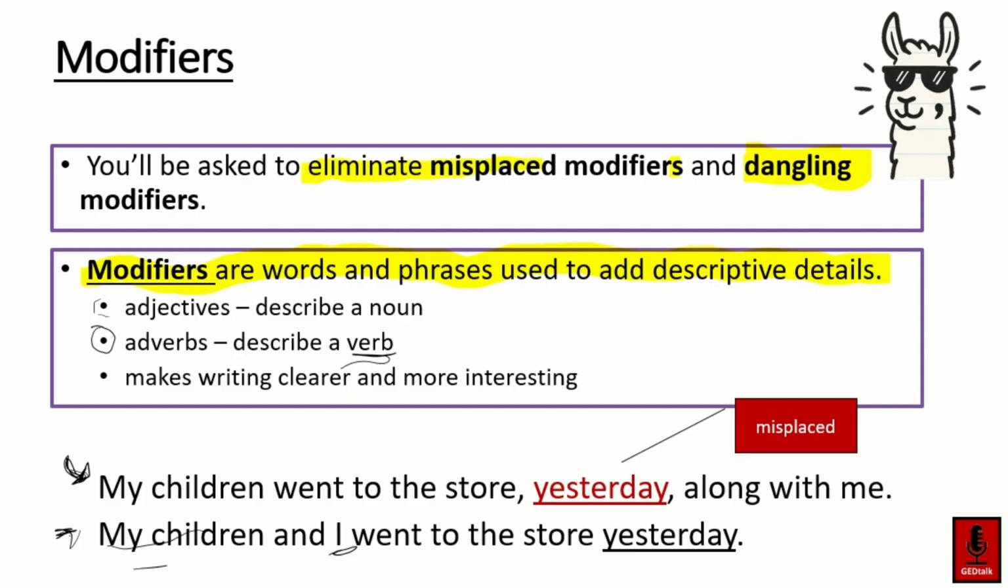If you're like, well, could I say yesterday my children and I went to the store? Absolutely. You just have to make sure that if you start your sentence with yesterday, you have to follow it with a comma, and then you can say my children and I went to the store.